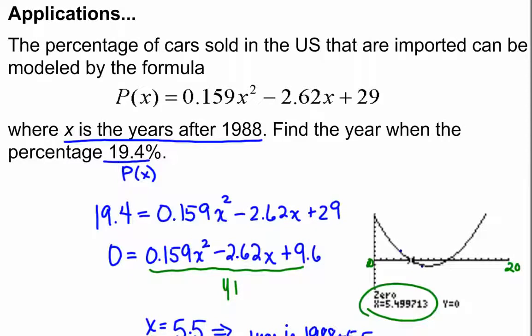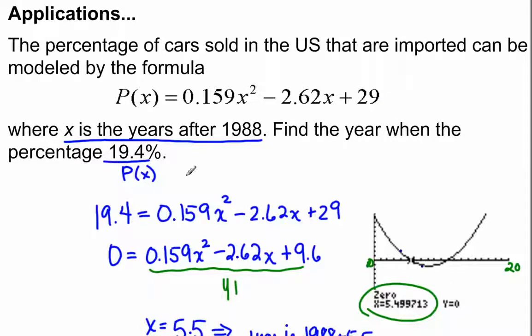Here I want to take a look at an application of a quadratic where they give me the function right up front. It says the percentage of cars sold in the U.S. that are imported are modeled by this formula, this equation. X stands for the years after 1988. So if X is 0, that would be equivalent to the year 1988. You plug a 0 in and you'd get 29% of the cars sold were imported that year.